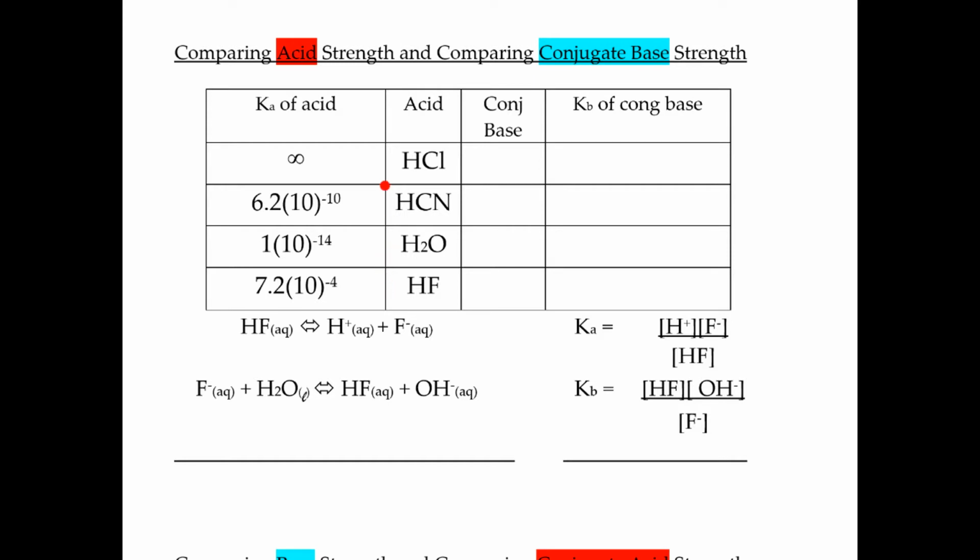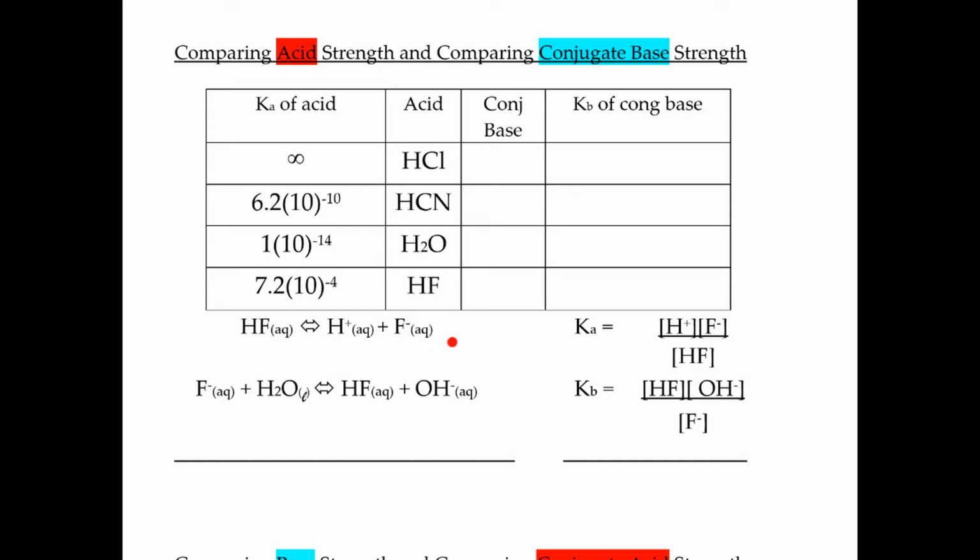We should remember that HCl is one of our strong acids: HCl, HBr, HI, HNO3, HClO4, and H2SO4. These other acids would be considered weak acids. Let's review a little bit about equilibrium with acids. An acid is going to give you an H plus as well as the conjugate base of the acid. So this is the acid, this is the conjugate base of the acid.